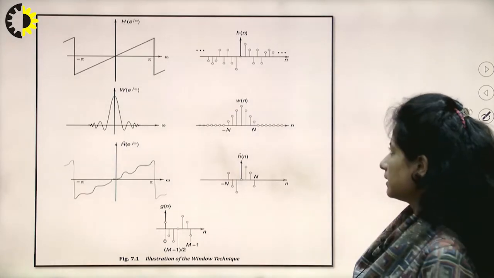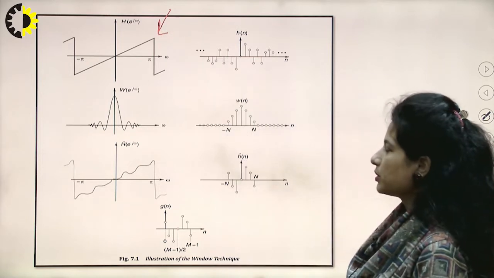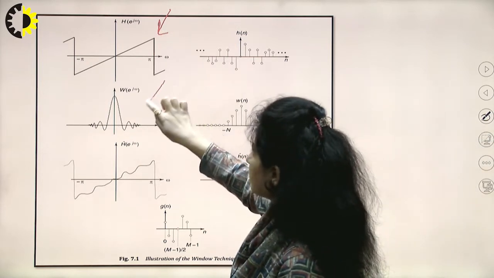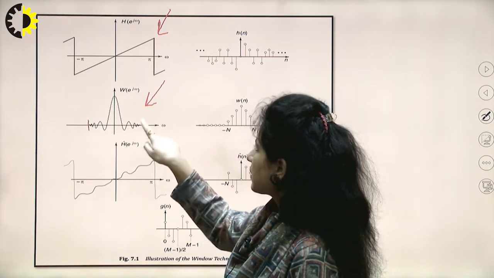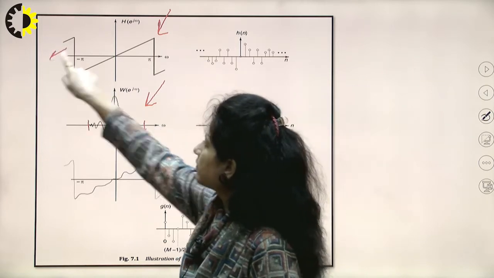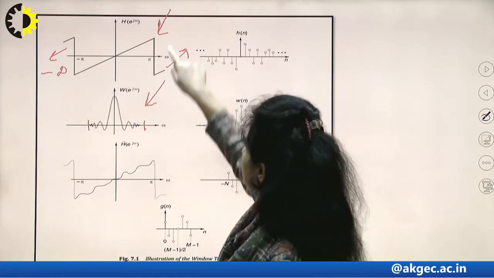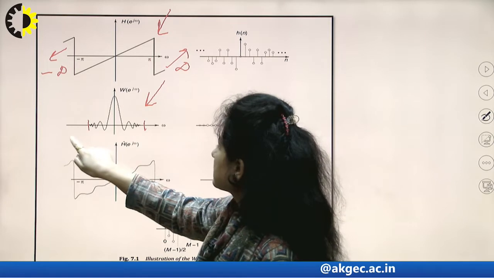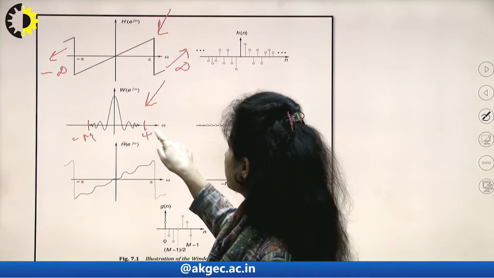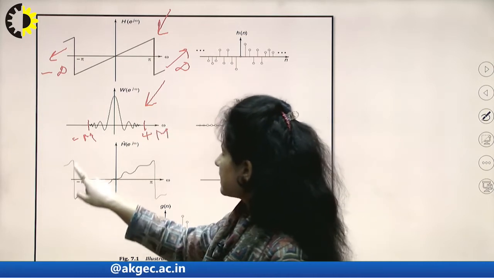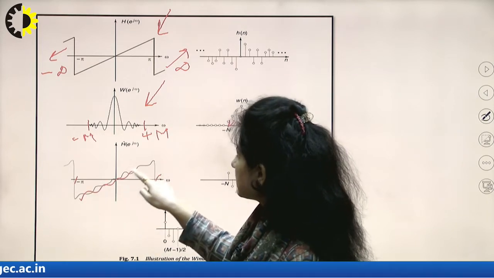So what do we see here? This is any anonymous signal. We have taken up the response of that particular signal, and we have taken a certain window again in the frequency domain whose response is finite. This signal is extending from minus infinity to plus infinity, and this response is ranging from some finite value minus m to plus m. The output response that I get here is a truncated response having certain amount of ripples in the passband.